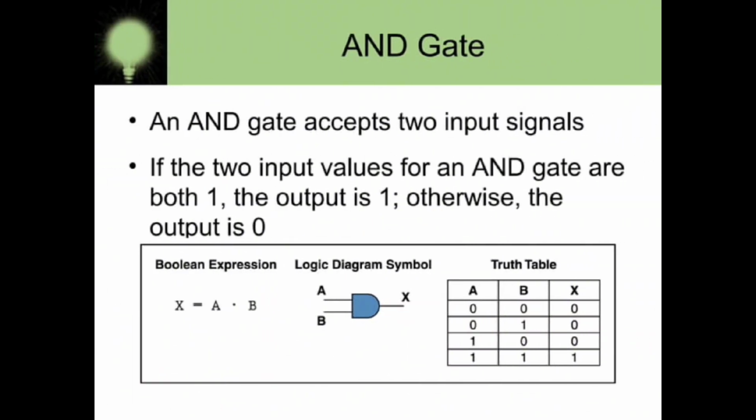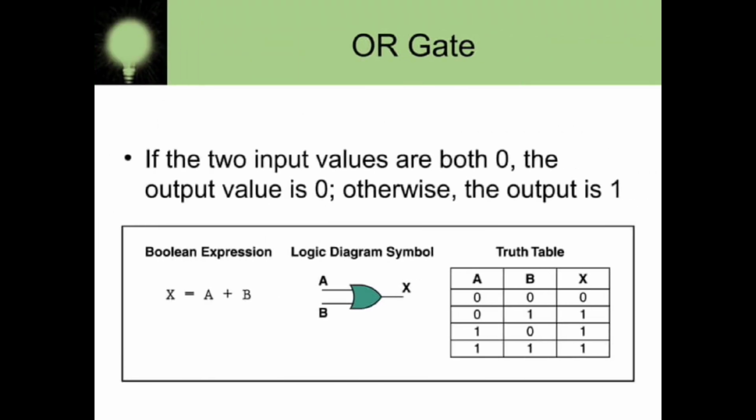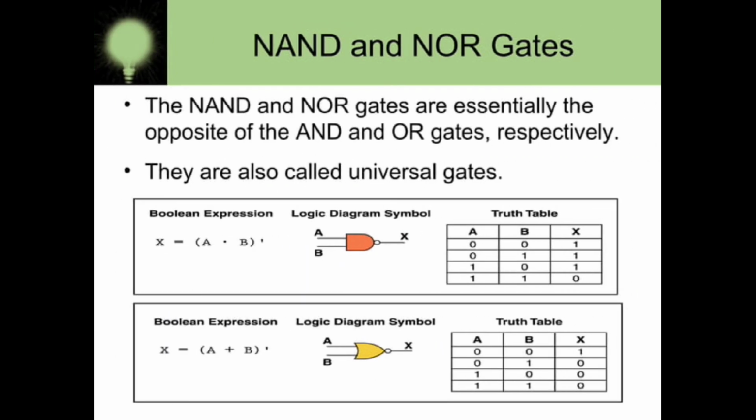AND gate. An AND gate accepts two input signals. If the two input values for an AND gate are both 1, the output is 1. Otherwise, the output is 0. OR gate. If the two input values are both 0, the output value is 0. Otherwise, the output is 1. NAND and NOR gates. The NAND and NOR gates are essentially the opposite of the AND and OR gates, respectively. They are also called universal gates.